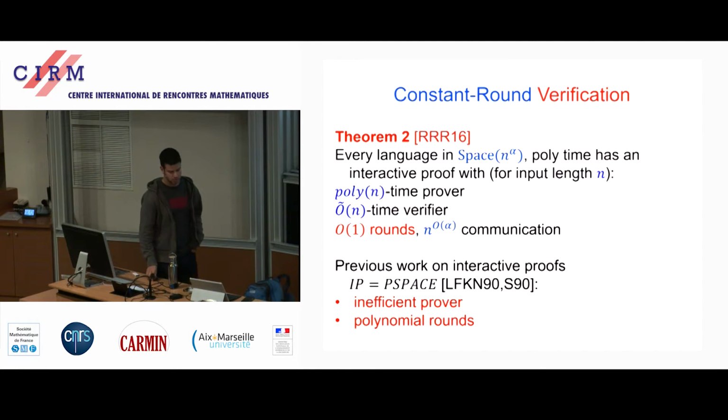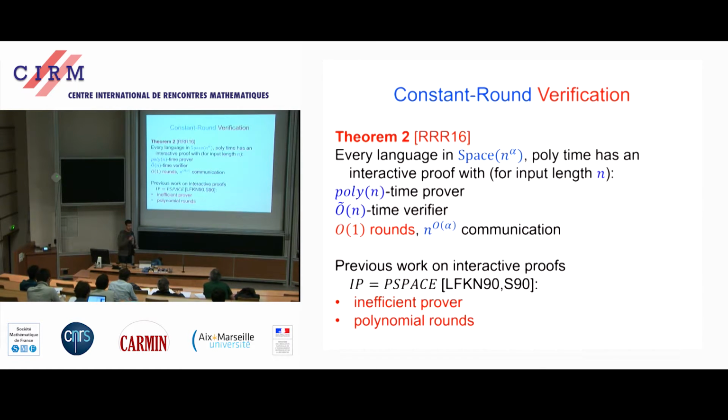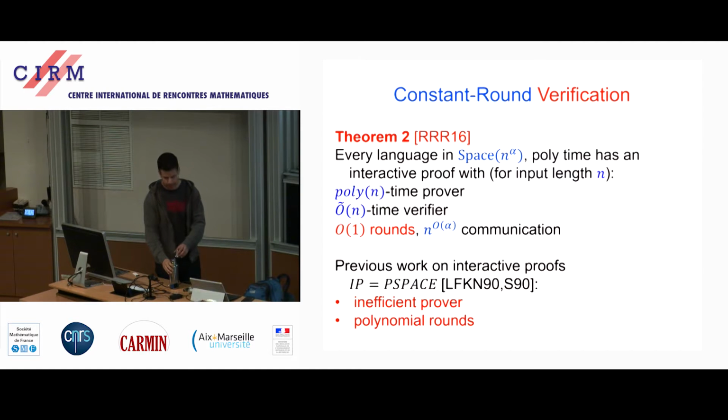Space n to the alpha and polynomial time as well, right? Yeah. So simultaneously, space n to the alpha and polynomial time. So basically any computation that you can run in bounded space. If it's depth d, can you compute any depth d?